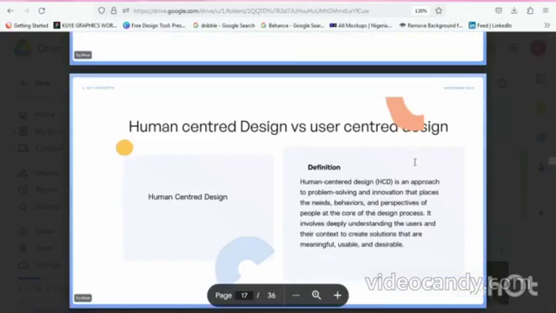So, yes, let's move on to the next one. We're already moving. Don't worry, we're still on the same slide. We're not far away. I think I discussed human-centered design.